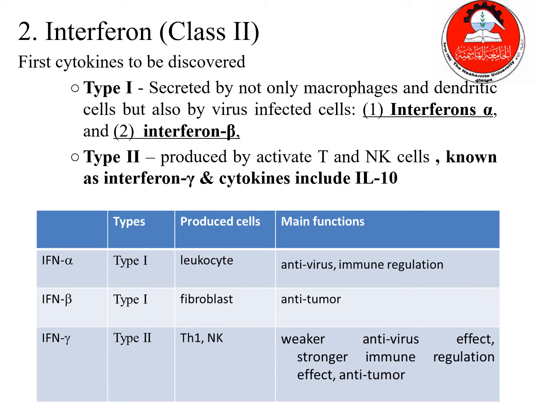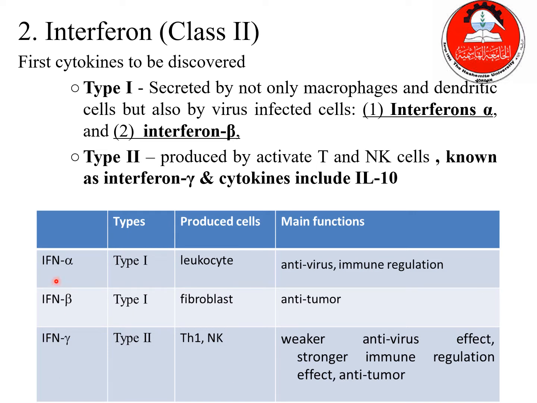The second type of cytokines we have are the interferons, which are classified as class 2. It was the first cytokine to be discovered, as we said. We have three types of interferons: interferon alpha, beta, and gamma. Type 1 is secreted not only by macrophages and dendritic cells, but also by virus-infected cells. So we have interferon alpha and interferon beta. Type 2 is produced by activated T cells and natural killer cells, known as interferon gamma, and cytokines include interleukin 10.